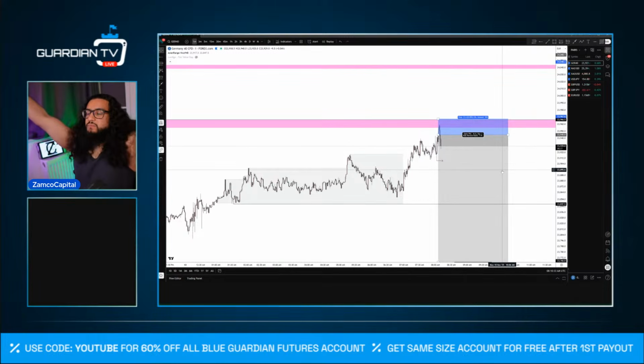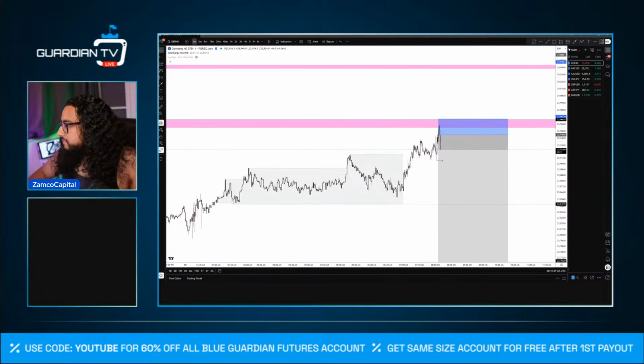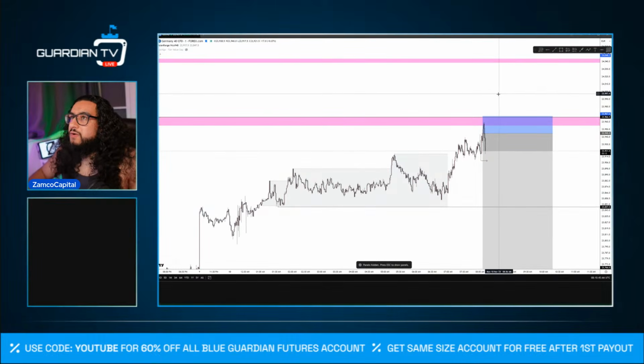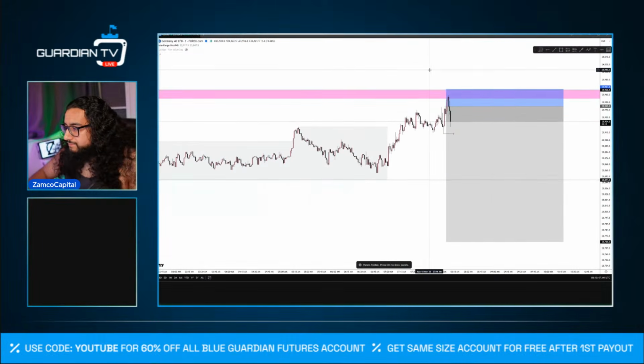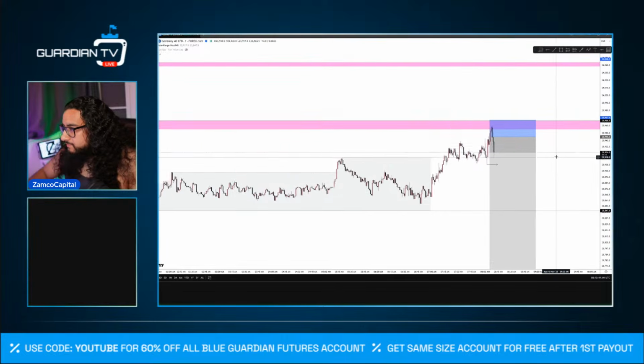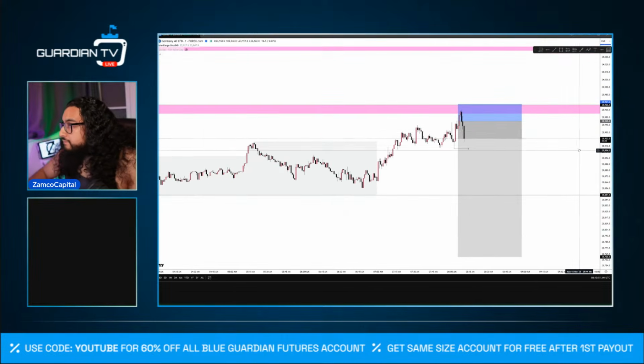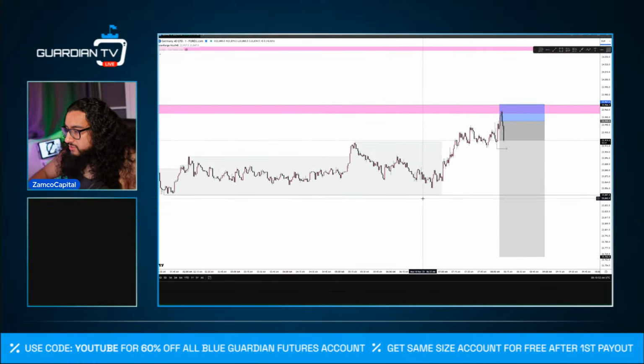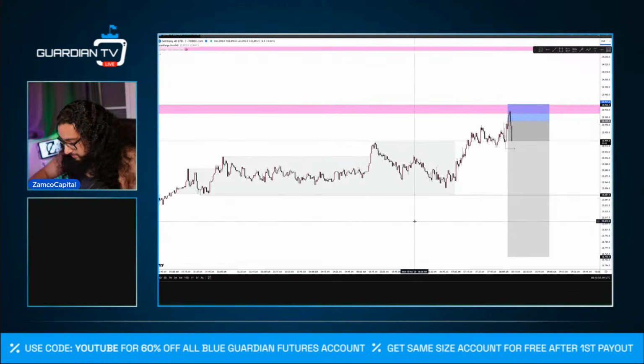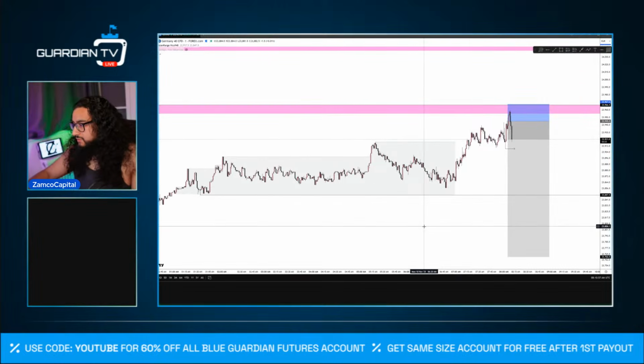So we'll see what pair. This is German 40. Let me, does that help? I just zoomed in. But yeah, this is German 40. I have entered shorts up here. I am literally just expecting these Asian lows to be swept and this gap to be filled. We are pushing down nice.